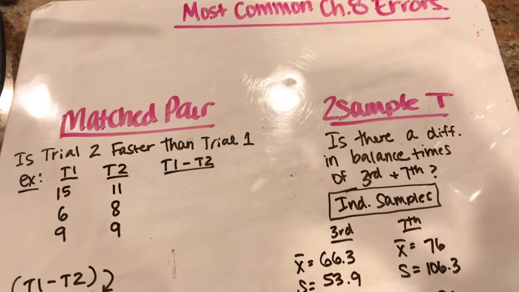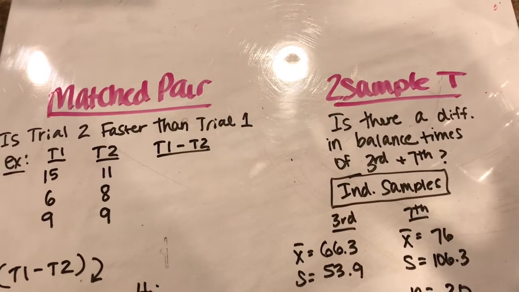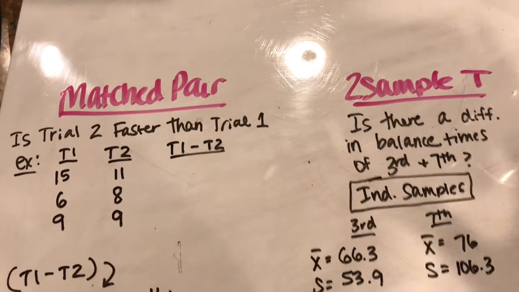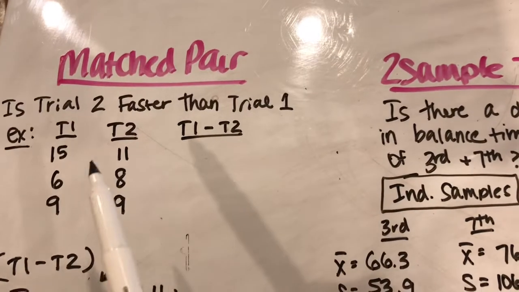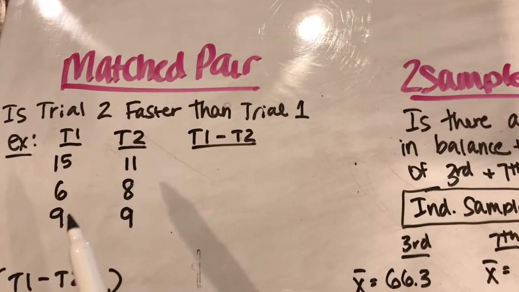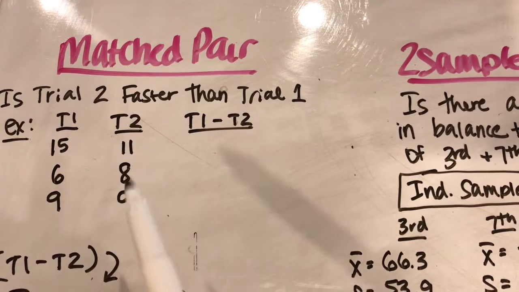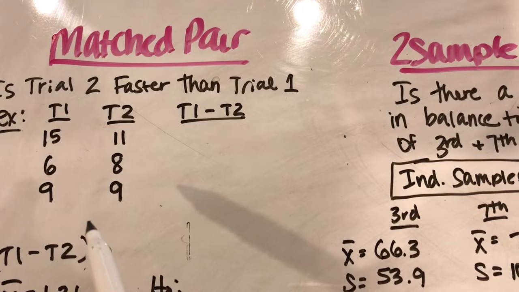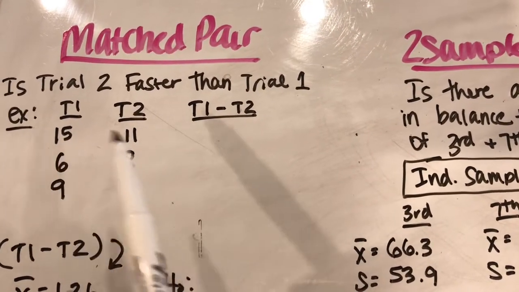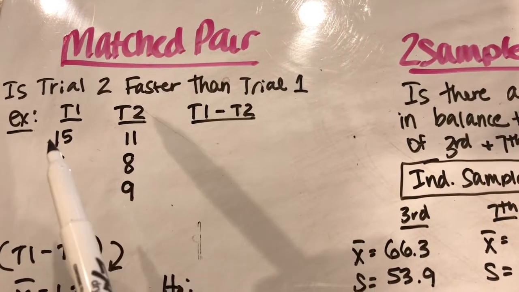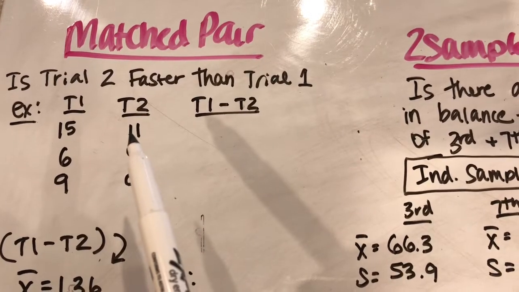All right, this short video is going to help you decide the difference between a matched pair test and a two-sample t-test. So from the Stats Olympics, if we're trying to determine if trial 2 is faster than trial 1, here are some examples of numbers from 3 different students. It doesn't make sense to just group all the trial 1s together and all the trial 2s together, because that doesn't really tell you if trial 1 is faster than trial 2. The only way to determine that is to look at each pair of data individually. So for this person, was trial 1 or trial 2 faster? Trial 2 is faster. It only took them 11 seconds.